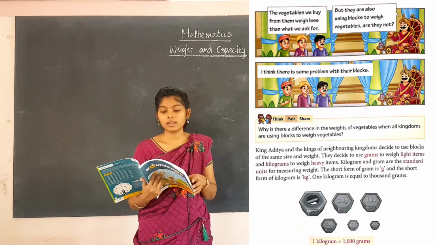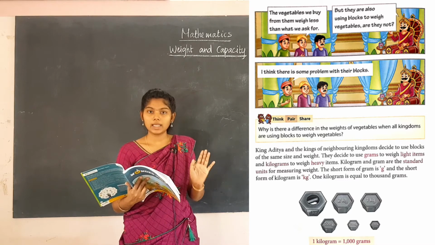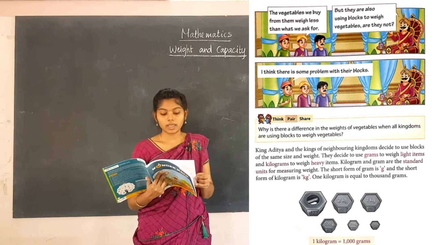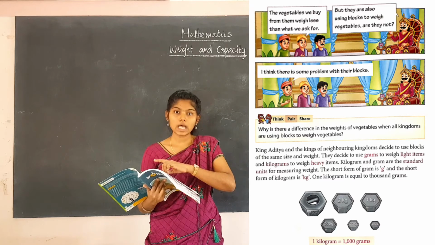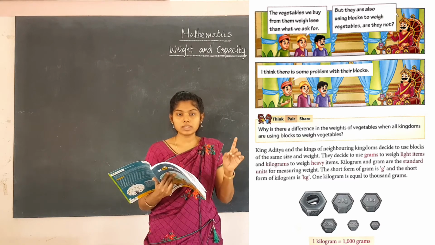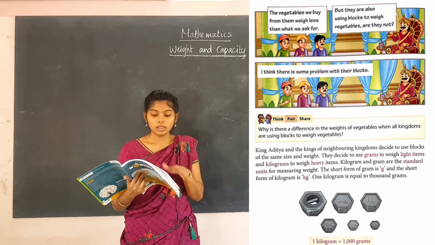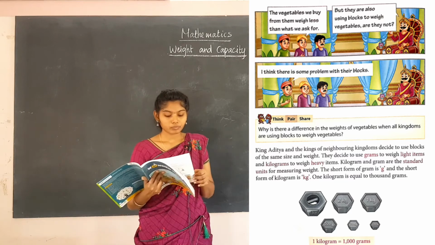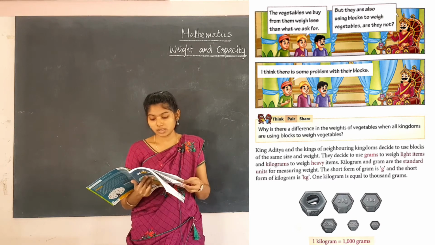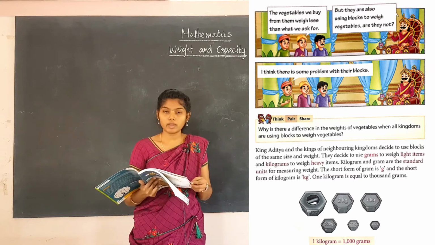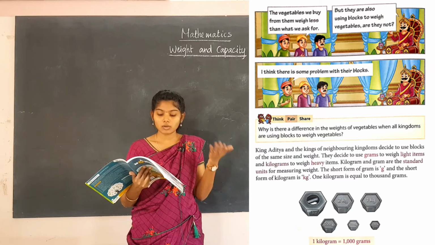They are saying they get less weight. But they are also using blocks to weigh vegetables, or not? the king asks. I think there is some problem with their blocks, the people say to the king. Now the king is thinking, why is there a difference in the weights of vegetables when all kingdoms are using blocks to weigh vegetables? In all kingdoms they are using blocks, then why are the vegetable sellers cheating like that?